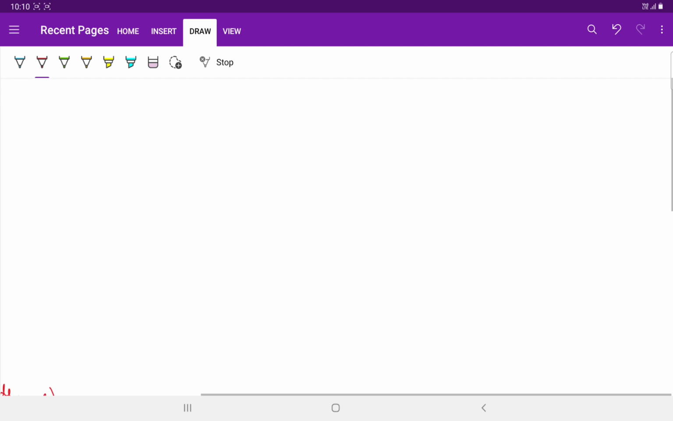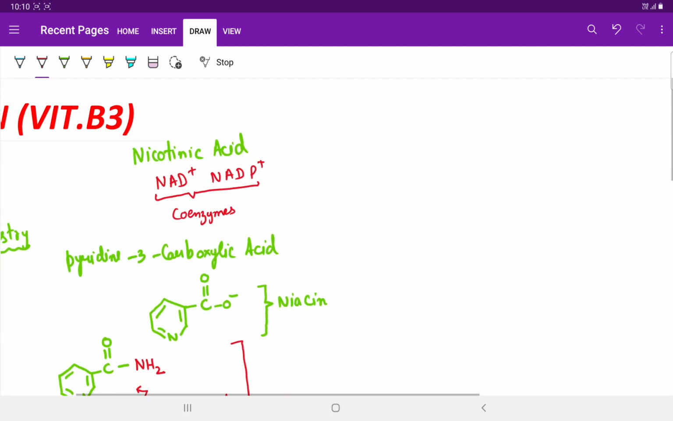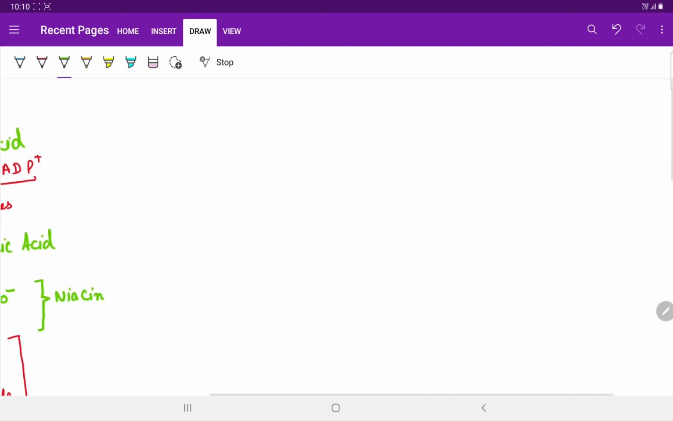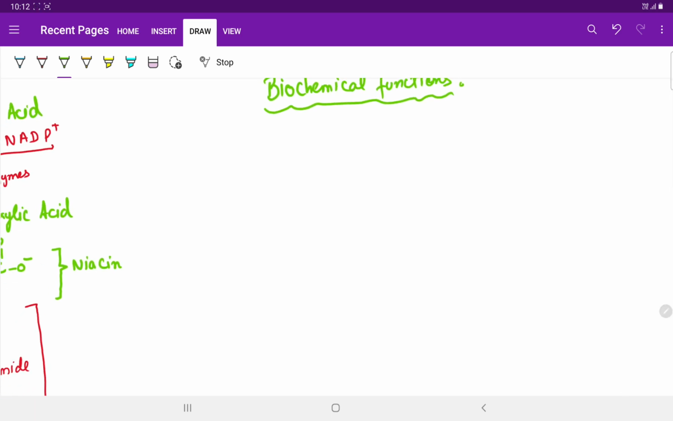Now we shall be understanding its biochemical functions. What are its biochemical functions? As we have discussed in vitamin B1 and B2, there are some different biochemical functions associated with the coenzymes of niacin. We can understand the biochemical functions through the various metabolisms associated with them, and I shall be highlighting the reactions involved in it.